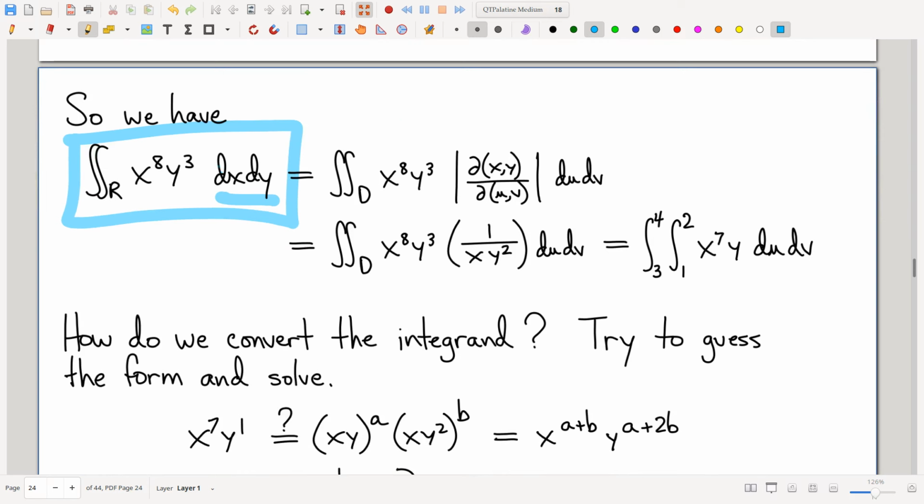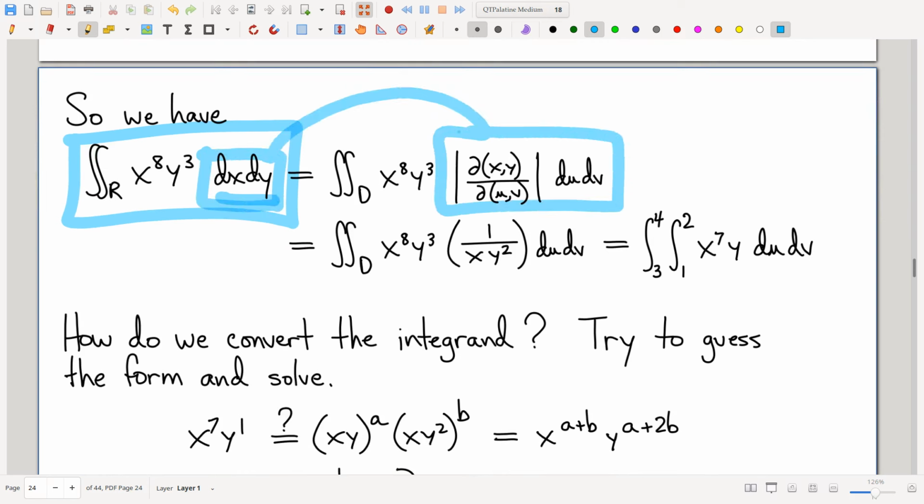And, well, if I want to compute that, I got to figure out how to rewrite dx dy. How am I going to write dx dy as something times du dv? What do I multiply by du dv to get dx dy? That. And just think about the fake cancellation.